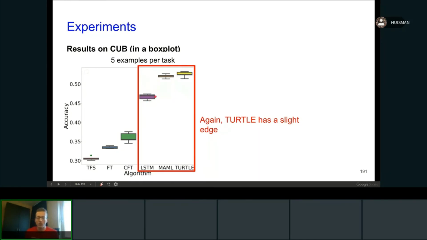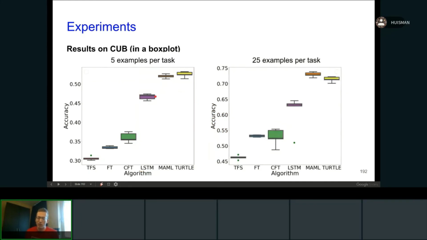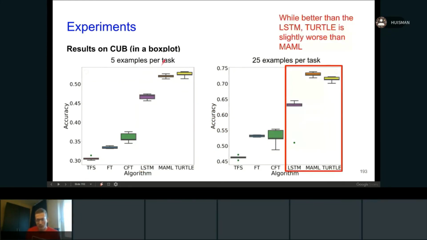Okay, this does not hold when there are 25 examples per task, so you cannot always win, because Turtle is here slightly better or worse than MAML, actually. But still better than the LSTM method.